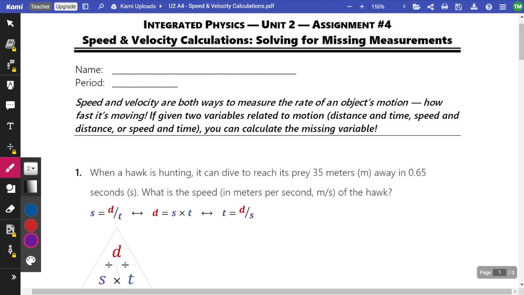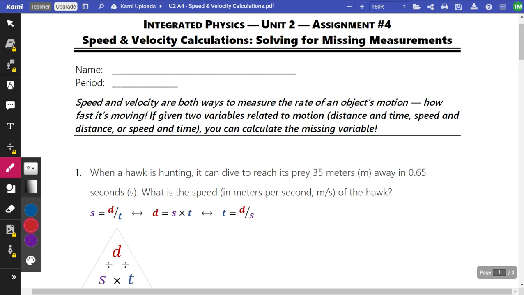Okay, in this assignment, we're going to be looking at how we can calculate either speed or distance or time as long as we have two other variables that we can use to calculate. In other words, as long as we have two of those measurements, we can solve for a third one using math because they're all mathematically related.